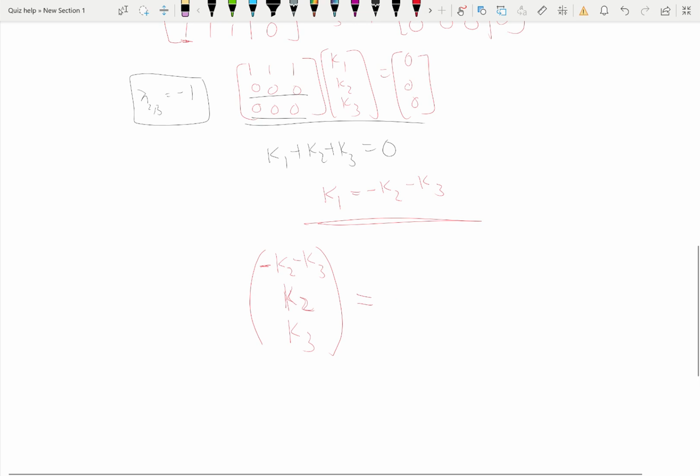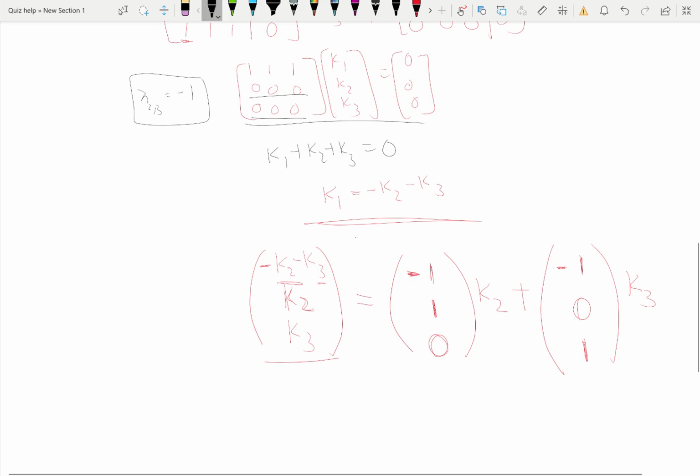See here, the way I can write it is, here we have a K2 with coefficient negative 1. Here the coefficient of K2 is 1 on the second term. On the third term, there's no K2, that's 0. So this is the coefficient of K2. I can write the same vector as a decomposition. Here the coefficient of K3 is negative 1. Here there is no K3. Here K3 is 1. So now we have two eigenvectors.